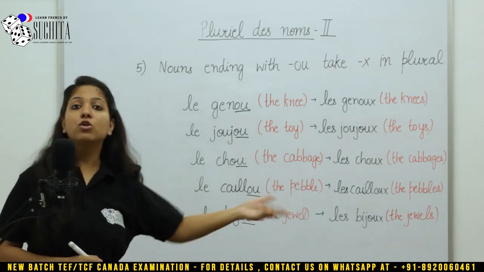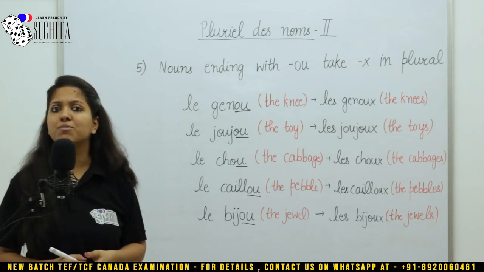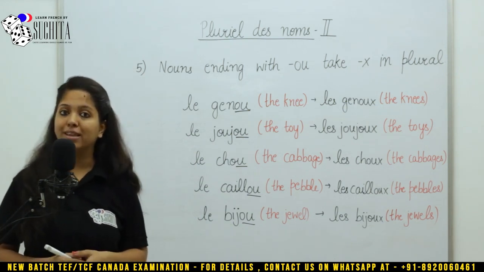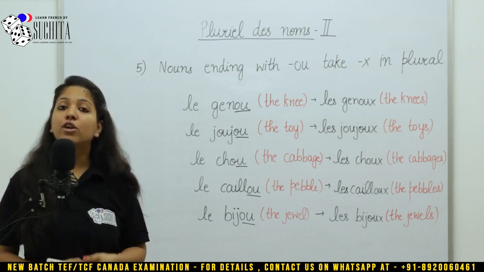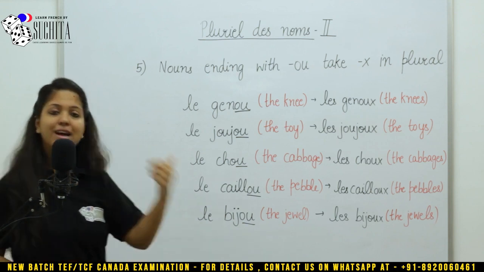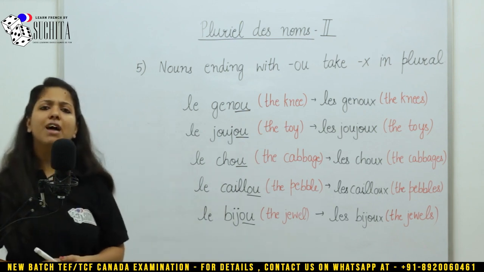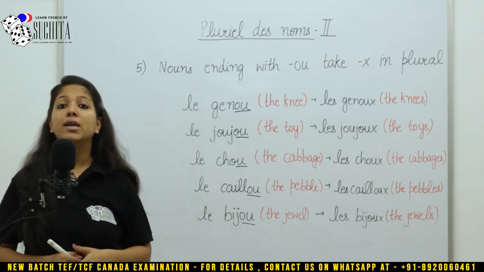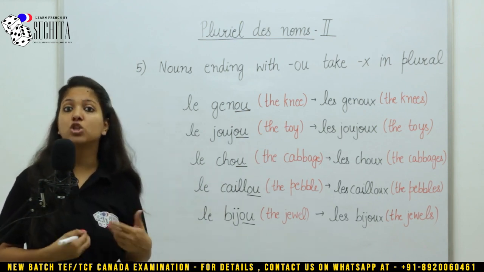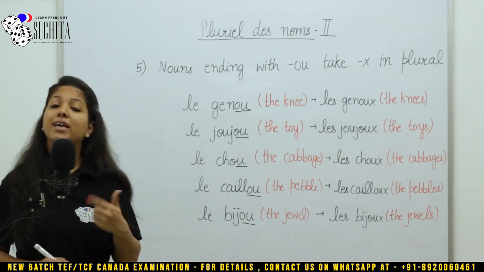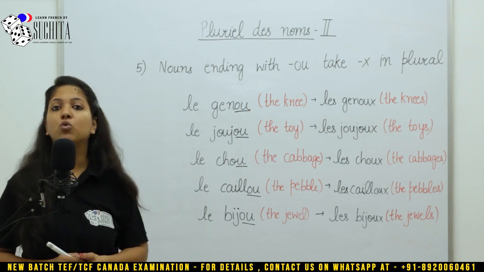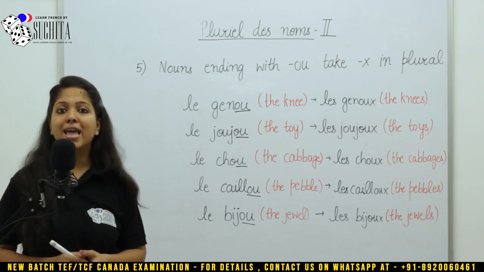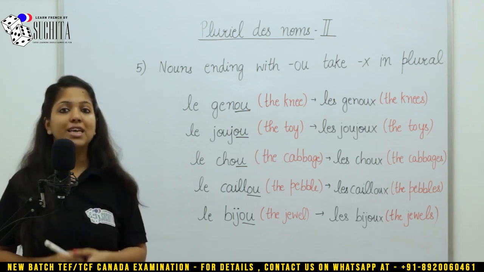Okay. Now, in order to make it plural, you will add again an X because it ends with the OU combination at the end. And it becomes les cailloux. Les cailloux, the pebbles. And the last example that we have is le bijou. Le bijou, which means the jewel or the jewelry that you wear. Now it again ends with the OU combination at the end, and in order to make it plural, you will add an X. So it becomes les bijoux, avec X.